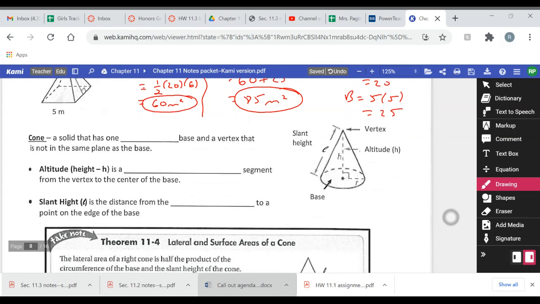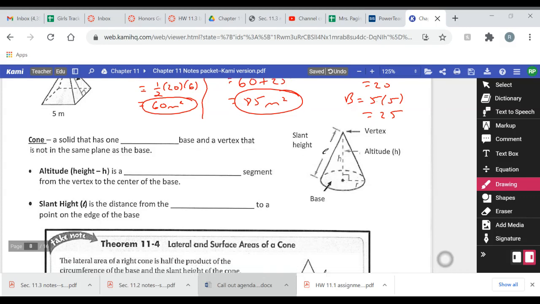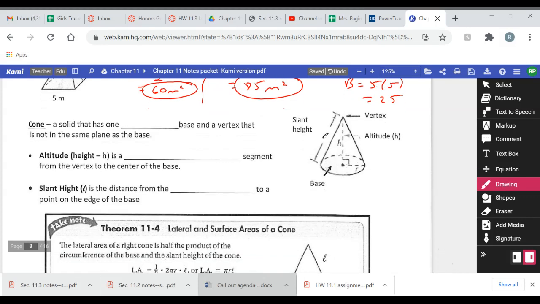All right, let's move on to the cones. Kind of like section 11.2, where the prisms are a little more challenging because the bases can be different shapes, and the cylinders are pretty straightforward and easy. Kind of the same thing with the pyramids and the cones, since the base of a cone is always going to be a circle.